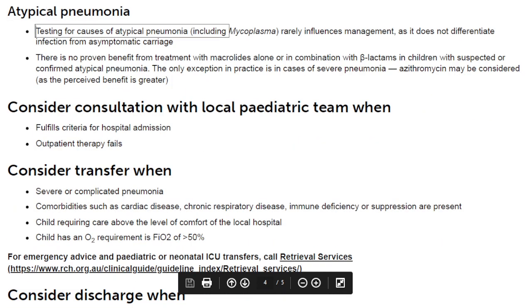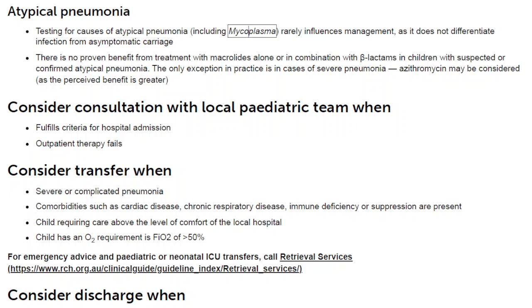Atypical pneumonia. Testing for causes of atypical pneumonia, including mycoplasma, rarely influences management, as it does not differentiate infection from asymptomatic carriage. There is no proven benefit from treatment with macrolides alone or in combination with beta-lactams in children with suspected or confirmed atypical pneumonia.